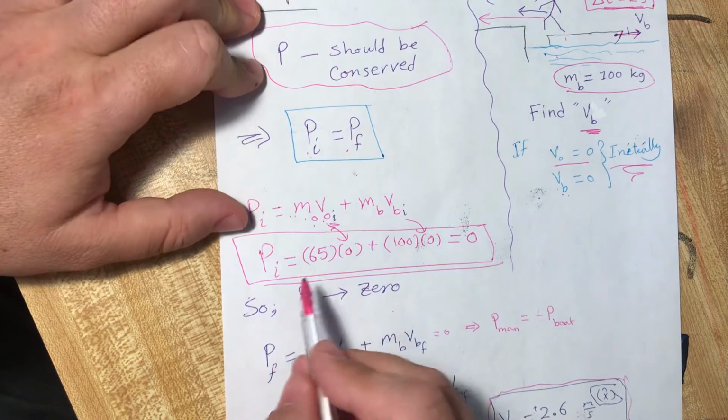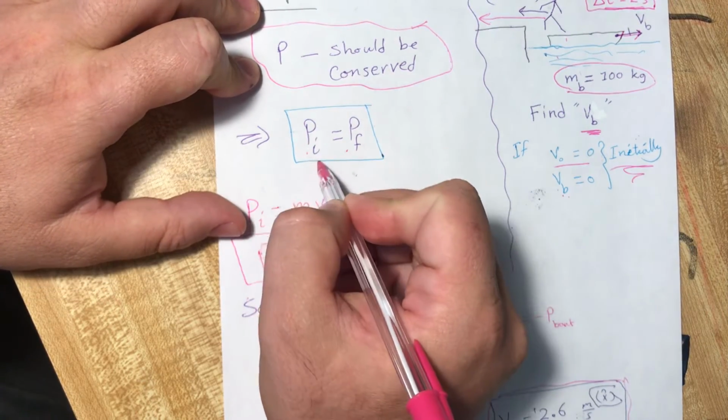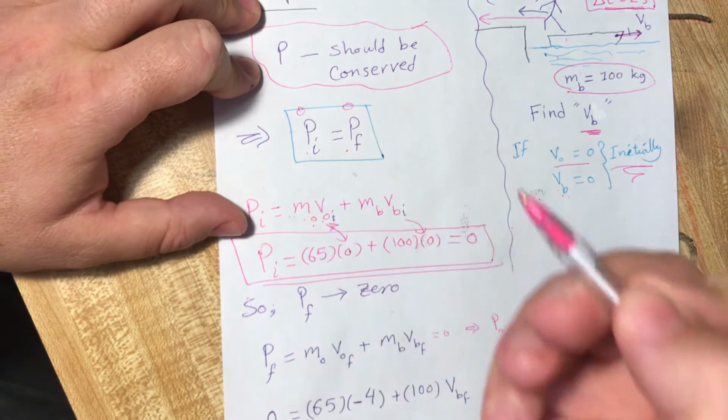So, if the initial momentum is zero, then the final momentum is zero also.